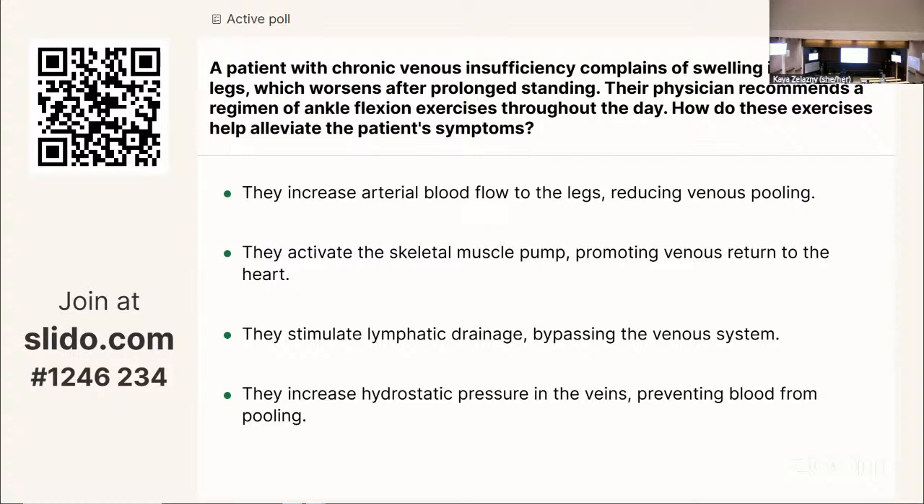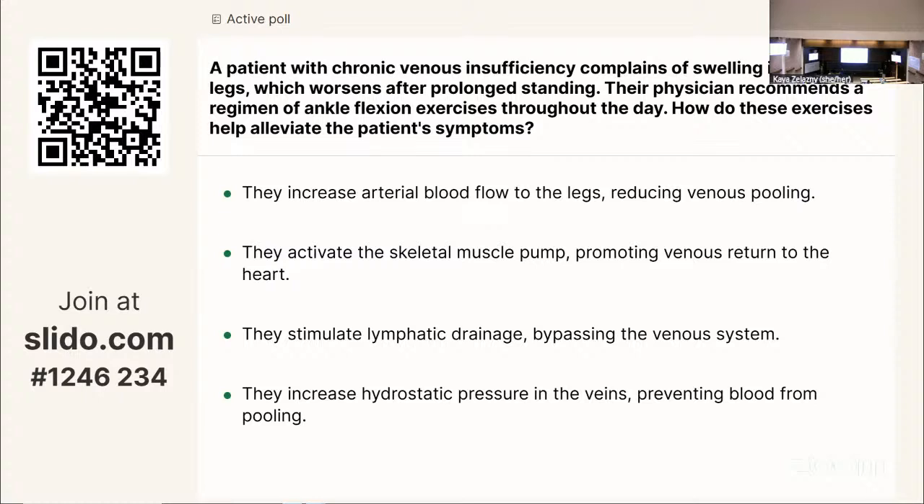One of the applications of this does have to do with ways we can deal with different types of diseases. So here we have an example of someone who has a disease called chronic venous insufficiency, and they're getting some swelling in their legs, particularly when they're standing. Even if you don't have this, you might have found that if you stand around for a long time, maybe your feet start to swell. So their doctor is telling them that they should start doing some ankle flexion exercises, moving their ankles around during the day.